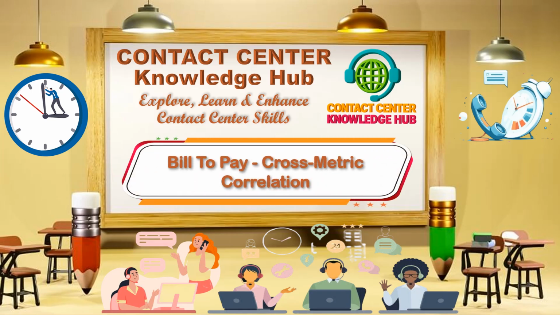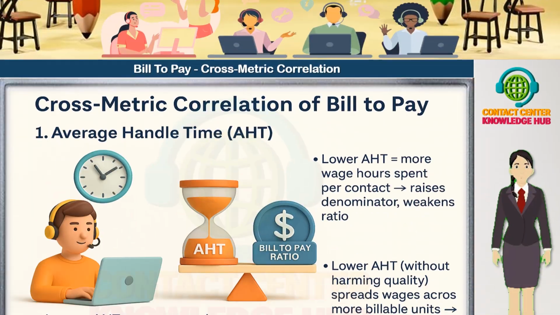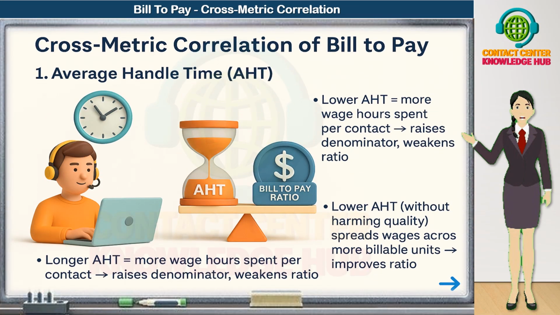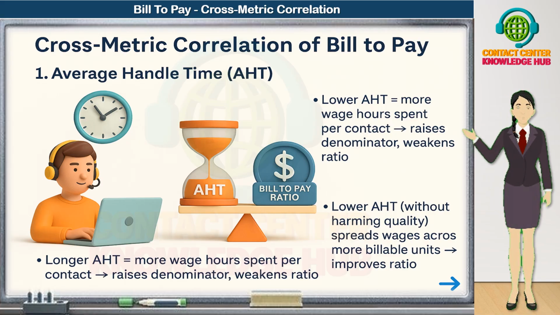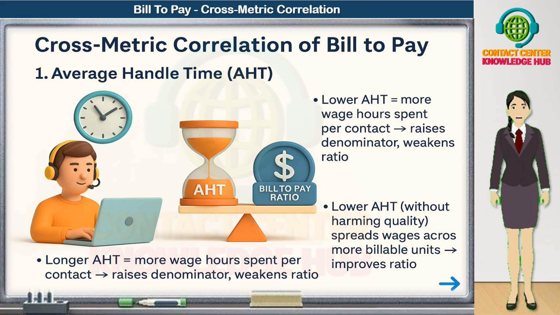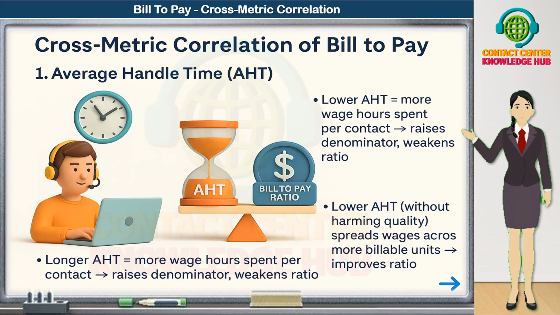Let's map the cross-metric correlation of bill to pay in a contact center. Let's look at how bill to pay correlates with other key operational metrics, starting with average handle time, or AHT. When AHT increases, agents spend more wage hours per contact. This means the denominator of the bill to pay ratio goes up, because you're paying for more labor time to handle the same number of billable units. As a result, the ratio weakens and profitability gets tighter.